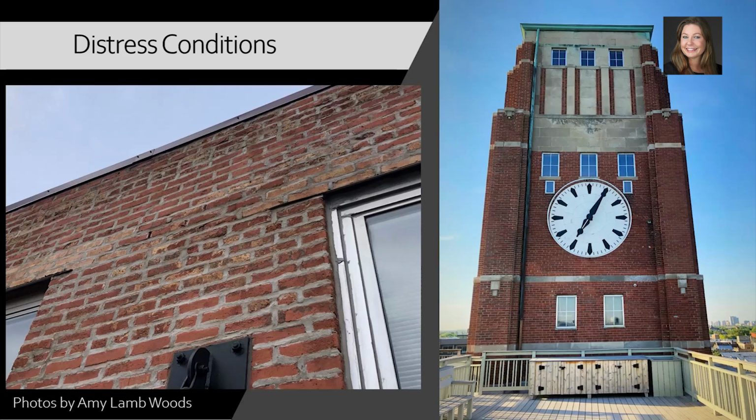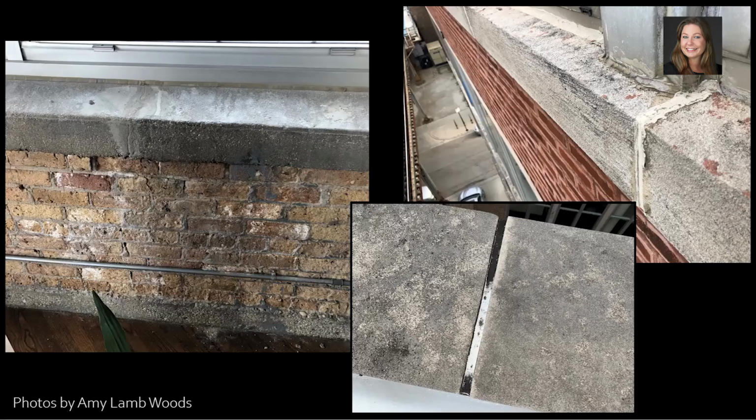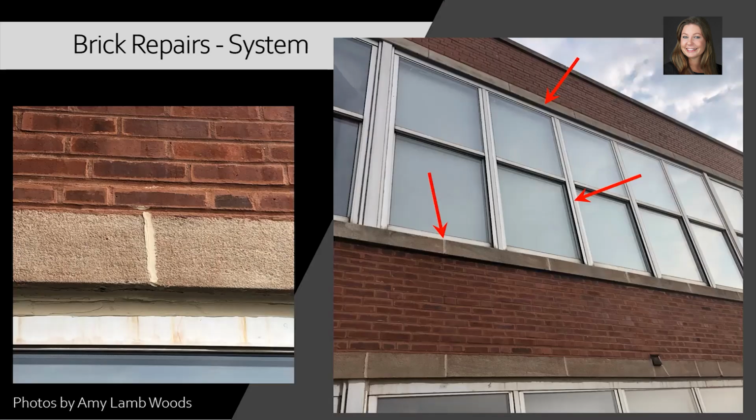So lots of areas on this building where water is being trapped, not allowed to get back out and causing damage. We can see efflorescence and scaling of some of the interior faces of the brick. We also can see that the sealant joints have not been well maintained on horizontal surfaces, windowsills, leading to additional water infiltration. So during repairs, you need to deal with the system.